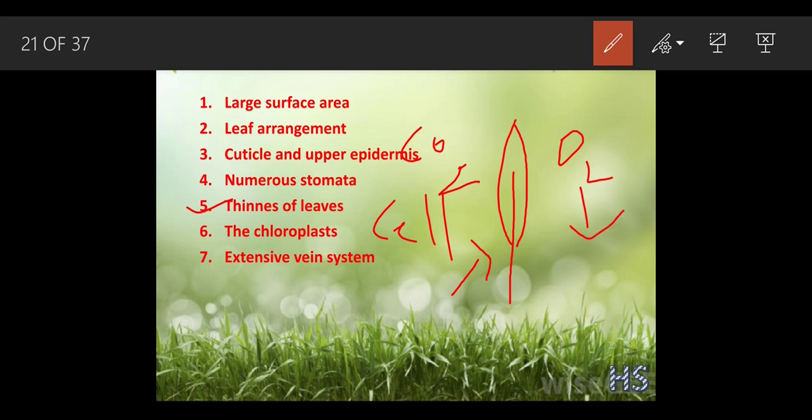We have studied in the cell chapter last year that cells help in rapid communication. What does that mean? If the distance is short, the carbon dioxide will diffuse in and the oxygen will also go out very fast. So this is also a way to improve the efficiency of photosynthesis.